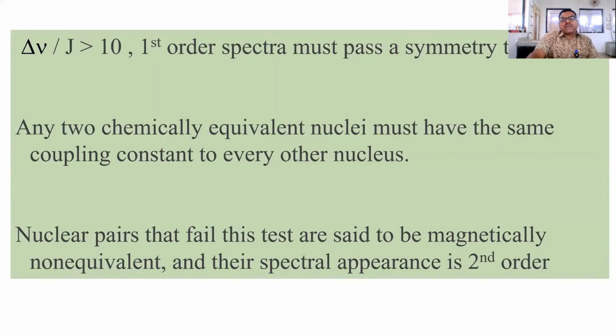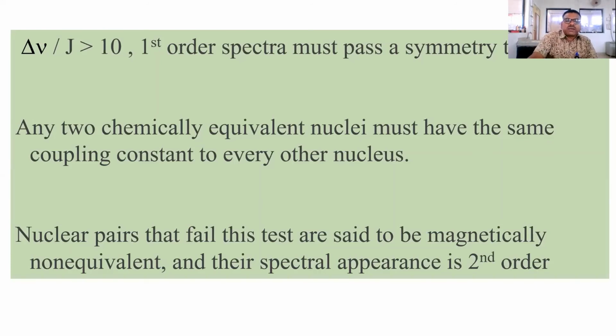Any two chemical equivalent nuclei must have the same coupling constant to every other nucleus. If the coupling constants are the same, definitely these two protons are coupled with each other. If the coupling constants of both the protons are different, definitely they are coupled with a different type of protons.